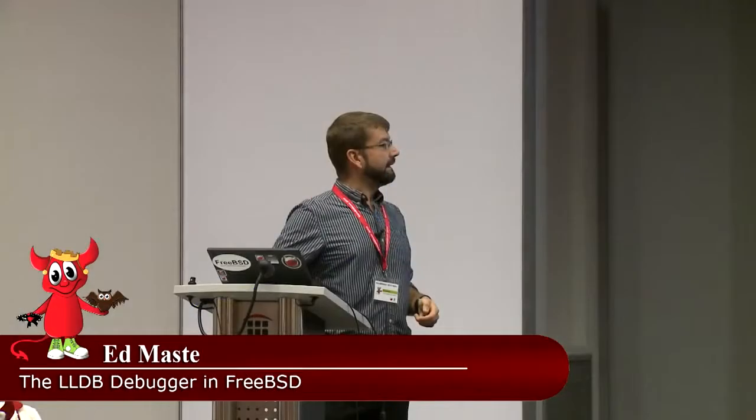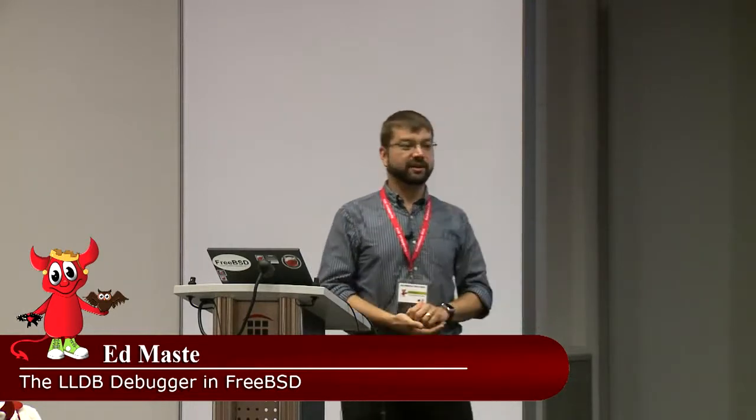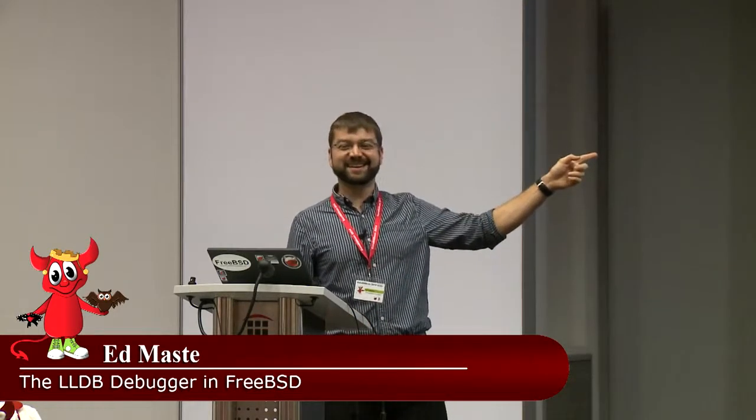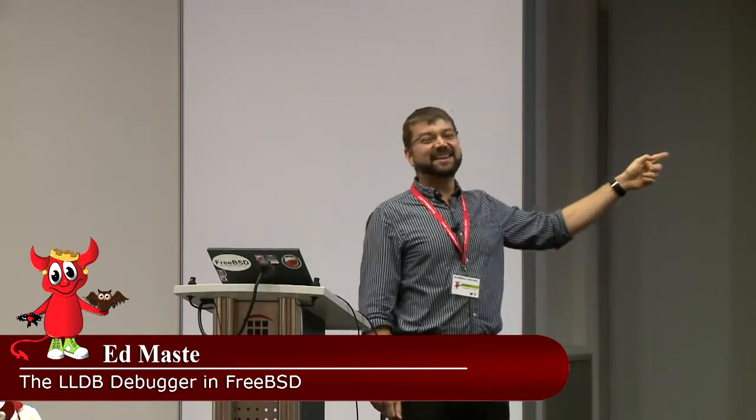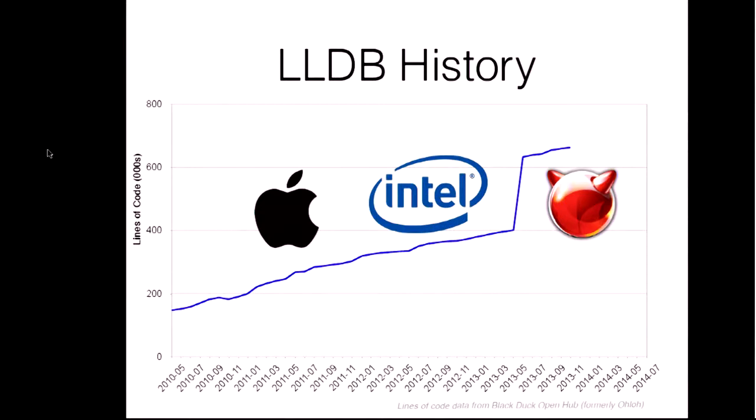And then in early 2013, I started working. That little bump there is just an anomaly of the data from Black Duck. It's not that I was a very prolific committer doing all kinds of work. What really happened there is one of the Intel guys committed a whole bunch of API documentation, and OpenHub counted that as lines of code.